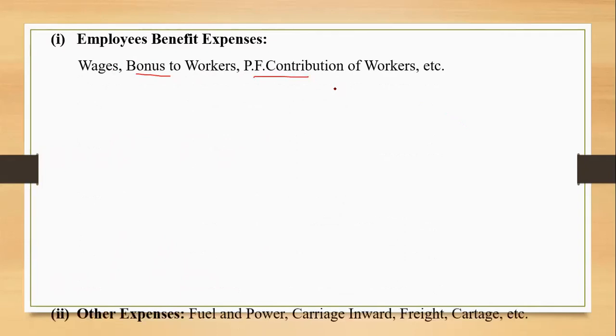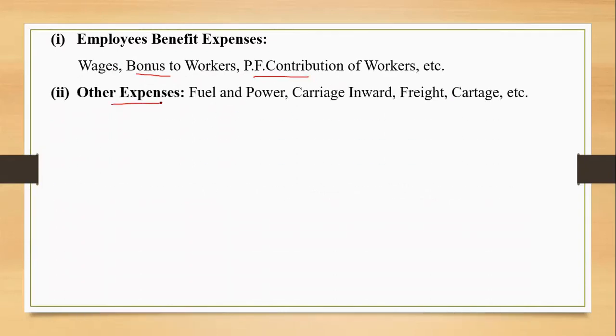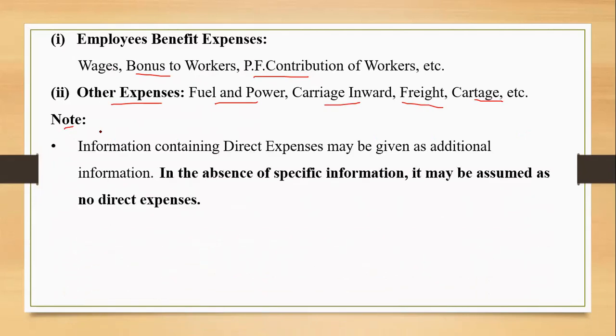And the second head, we know it is other expenses. Other expenses we have already discussed, such as fuel and power, carriage inward, freight, cartage, etc. So these are the direct expenses which we need to take care of. What we need to note here is that the information containing direct expenses may be given as additional information. So we need to check in the sums what additional information is given to us, what the notes to accounts given to us are. We need to go through them.